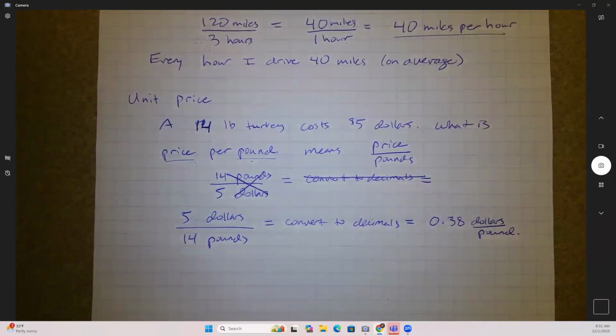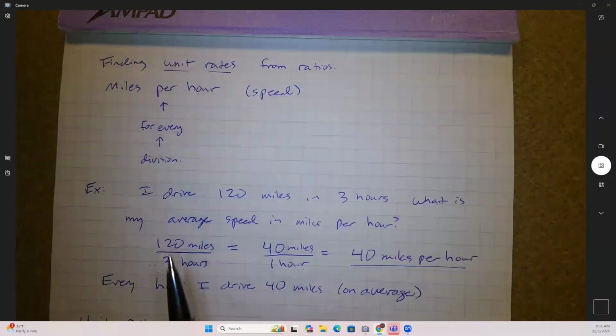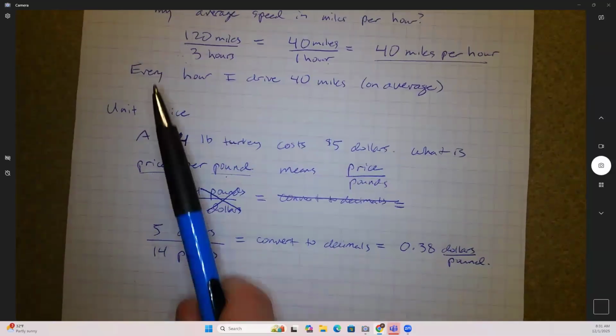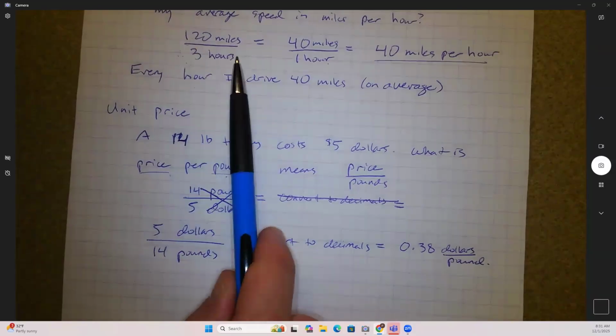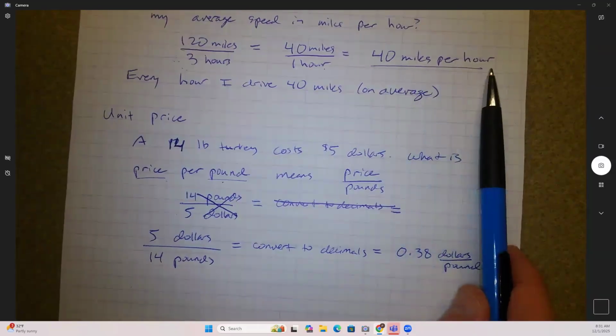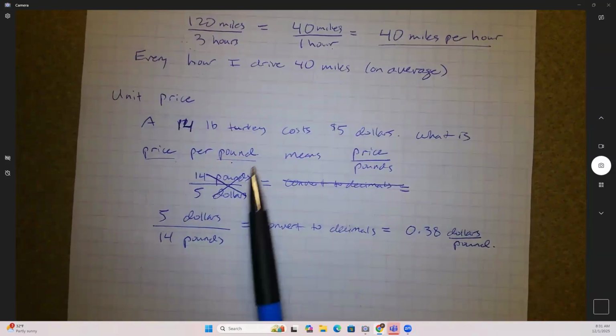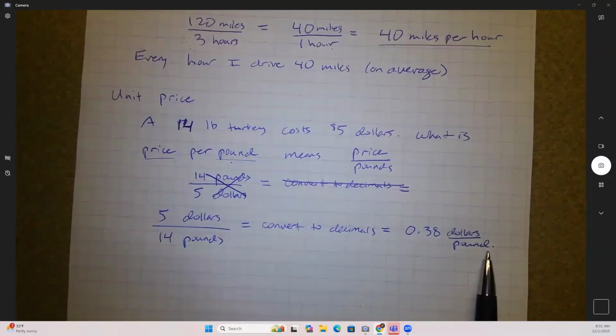So these are called rates, but what it really is is a unit rate, right? We have a ratio and we find not the miles for every 3 hours, but just simply the miles per every single hour. We don't find the cost of a 14-pound turkey, we find the price per pound of turkey.